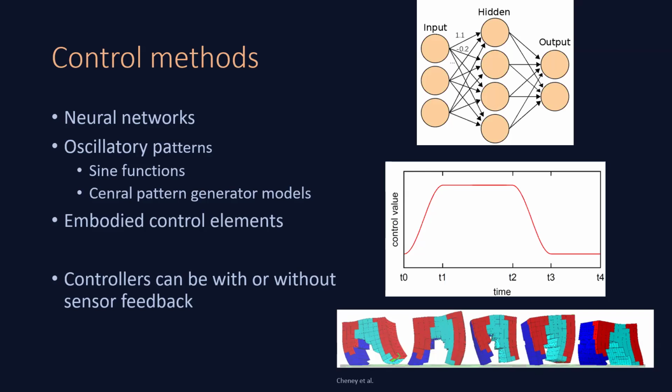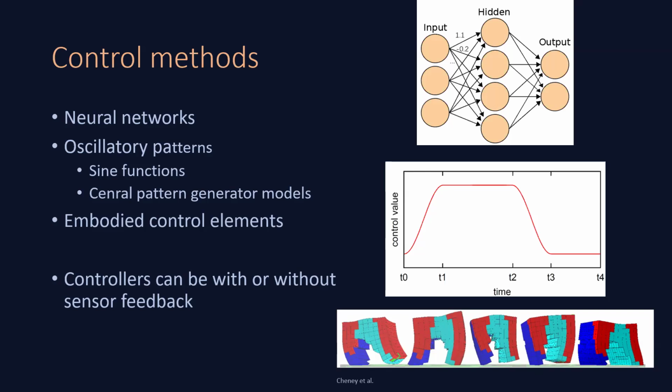Again, we see here that there's a difference in how much freedom we give to evolution. With a neural network, you can have a lot of freedom to explore different control patterns, but that can also be harder to figure out. But with a more simplified oscillatory control, we can limit the range of freedom, but also then make it more feasible to find good patterns more quickly.